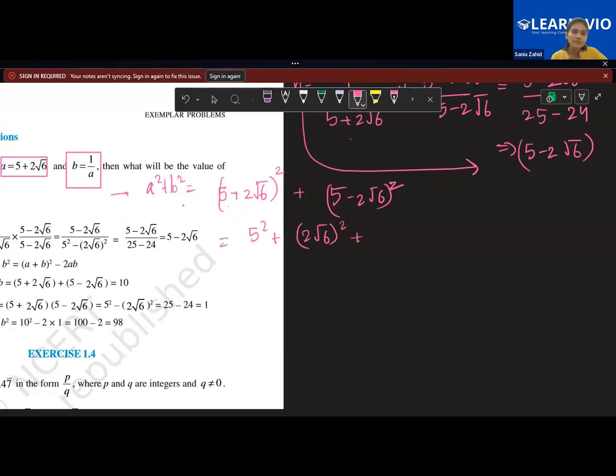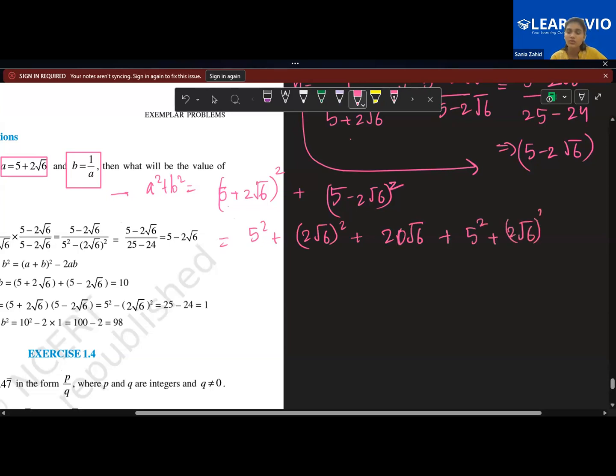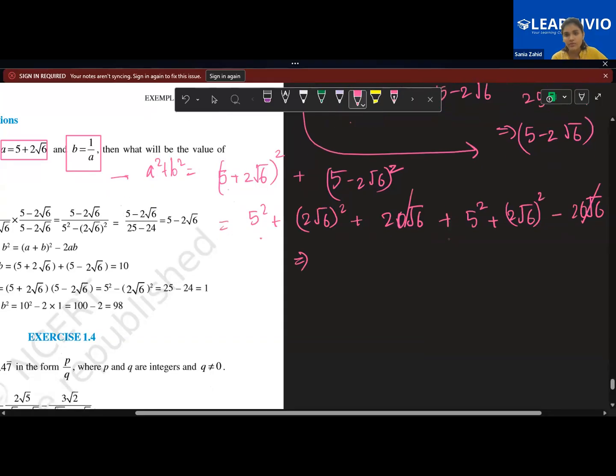Plus 2ab. So 2ab is 2 into 10, 20 root 6. Okay. Plus a square plus b square minus 2ab, 20 root 6 again. So I can cancel 20 root 6 and 20 root 6, and the remaining terms I can add. 5 square plus 5 square is how much? 5 square is 25. So 25 plus 25 is 50, plus 2 root 6 square is how much?